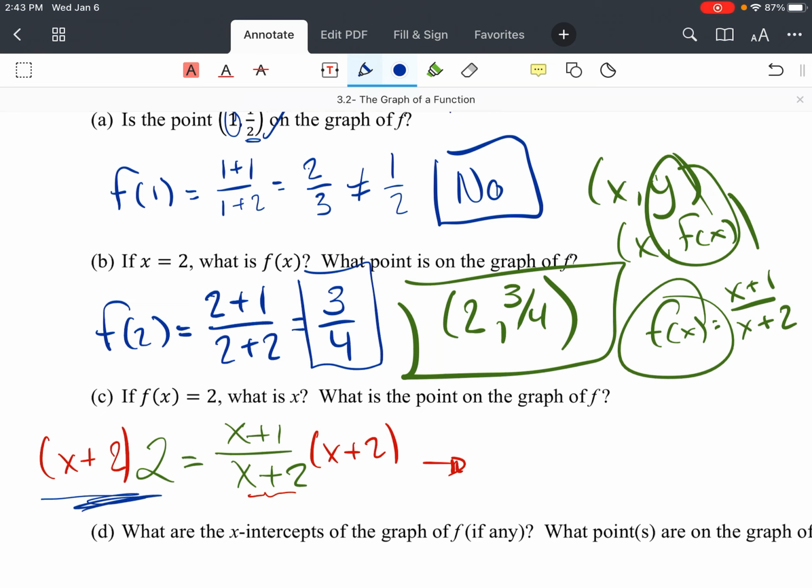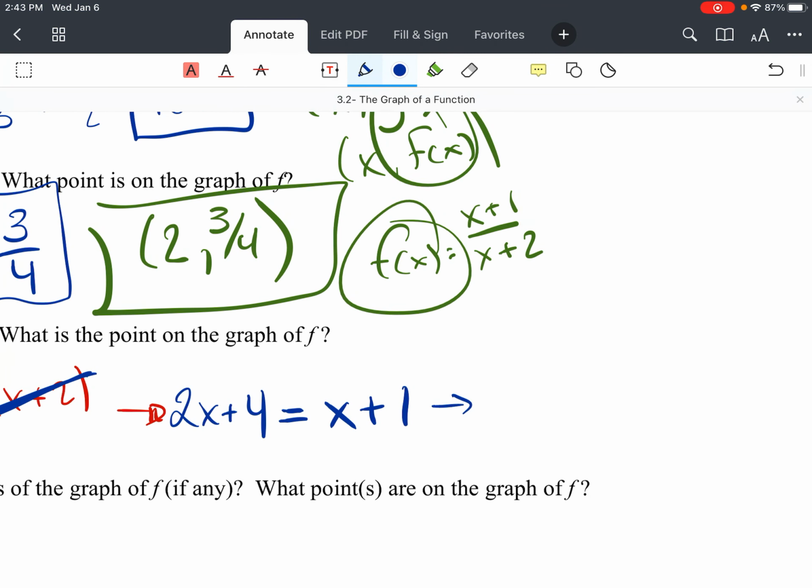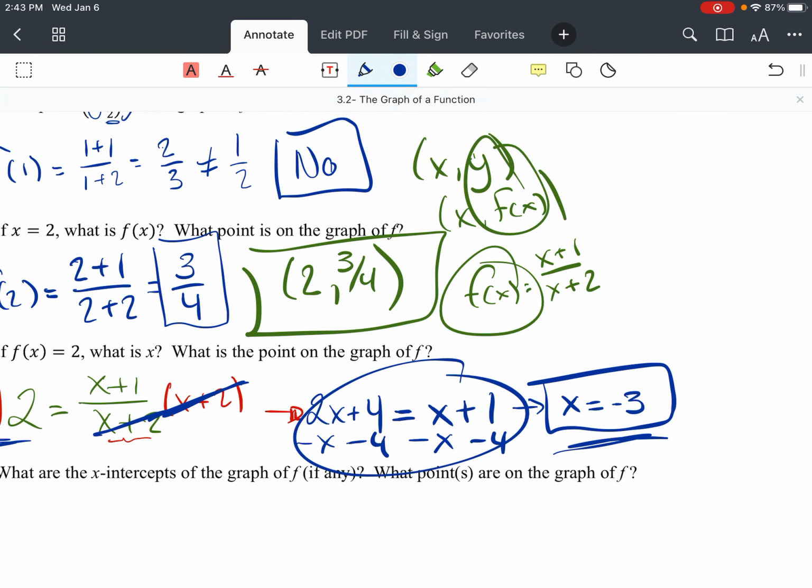Well, x plus 2 times 2 would be 2x plus 4. And over here on the right-hand side, the x plus 2's actually cancel out, and all I'm left with is x plus 1. And now it's just simple simplifying, or solving for x. So I'm going to subtract x from both sides, and I'm going to subtract 4 from both sides to get my x by itself. So I get x is equal to -3. If you need help getting straight from here to this point, just let me know, and I'm more than happy to help you out.